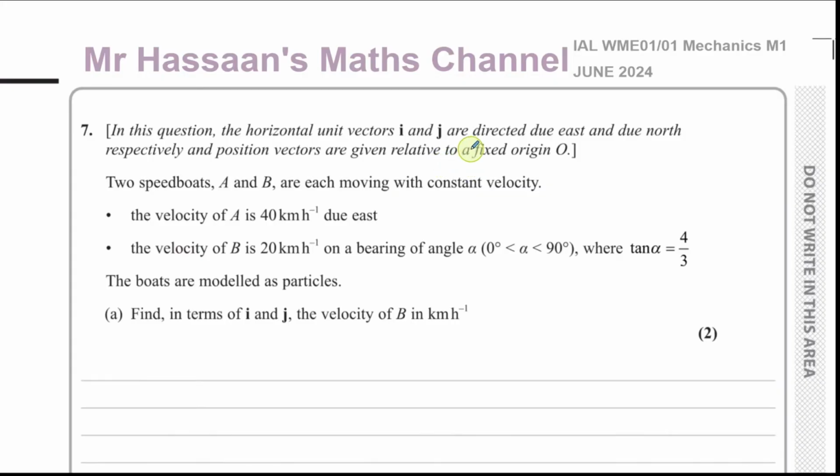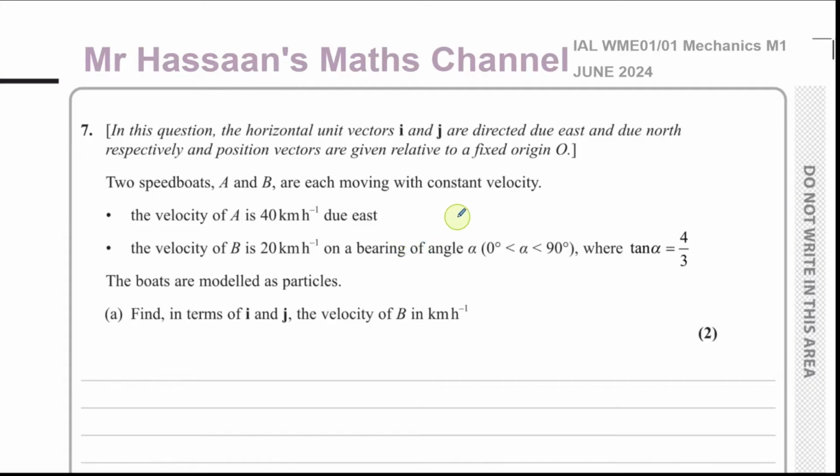I'm answering question number 7 from the June 2024 International A-Level Edexcel Mechanics M1 paper. The question is about vectors, and we're told that the horizontal unit vectors i and j are directed due east and due north respectively, and position vectors are given relative to a fixed origin O. So when we're drawing the vectors, we'll draw j like this and i like that, as if we're looking from above, and this is north, east, south, west. It's like a plan view that we're going to be drawing.